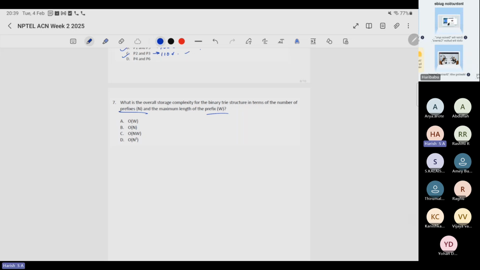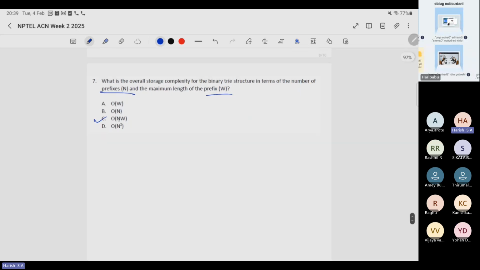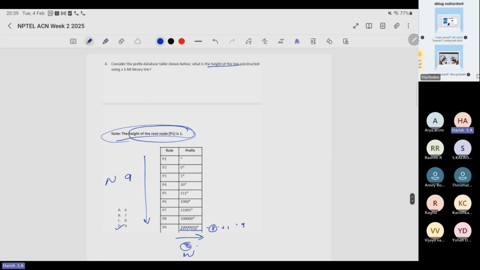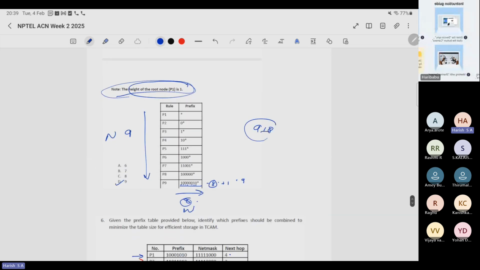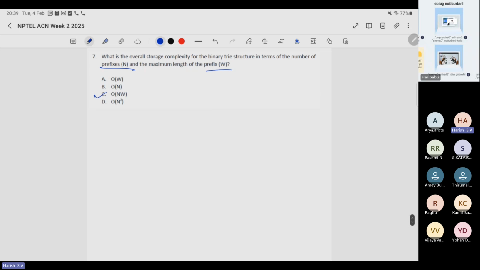If you just watch the videos, you'll see that this has already been solved, and the answer is number of prefixes and the length of the prefix. If you multiply 9 into 8, that will pretty much give you the whole storage space possible. So that's the worst case scenario. So we go of N into W. So the answer is N into W here.